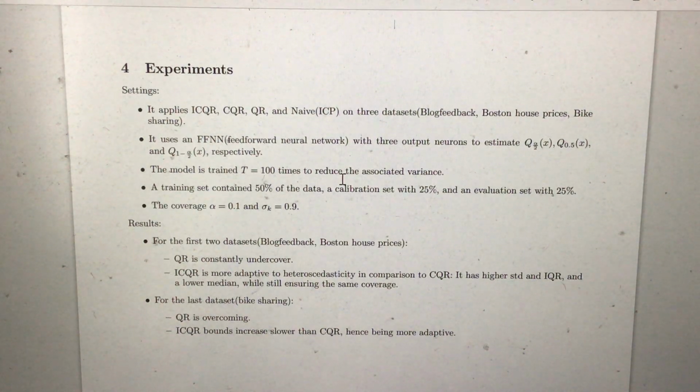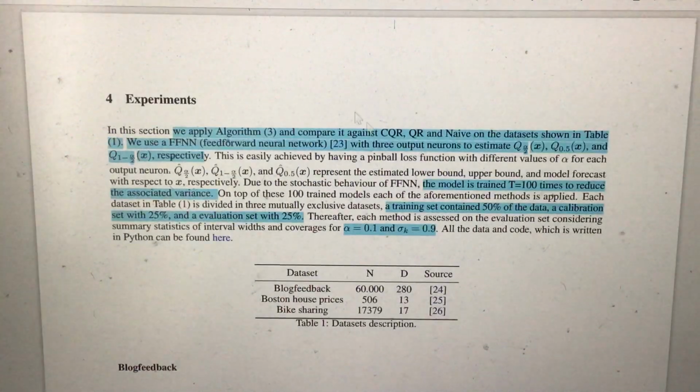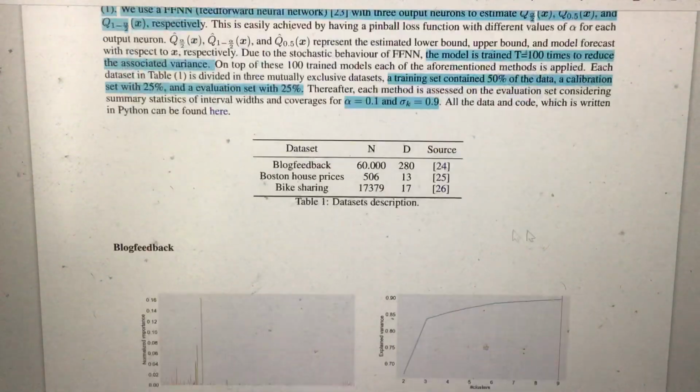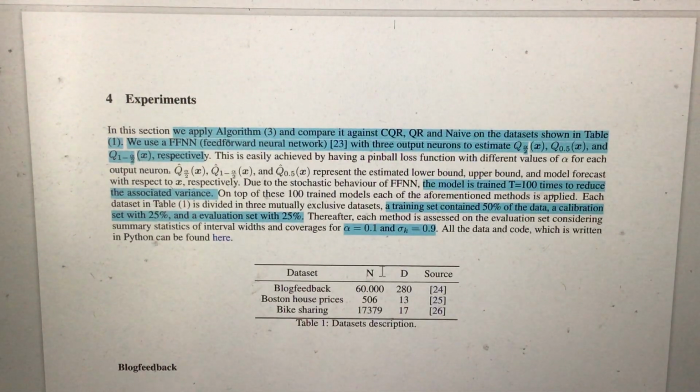So we can get the results from the paper. Okay, so here are the 3 data sets. The blog feedback has 60,000 data points with 280 dimensions. And Boston house has 506 data points with 13 dimensions. And this is bike sharing, with 70,379 data points and 70 dimensions.